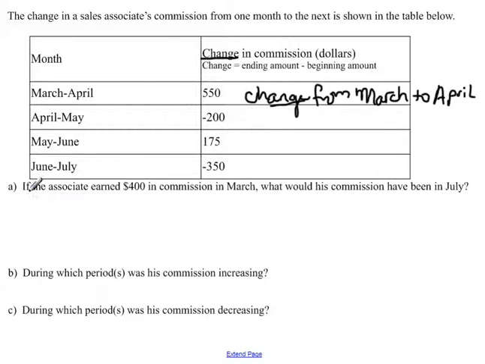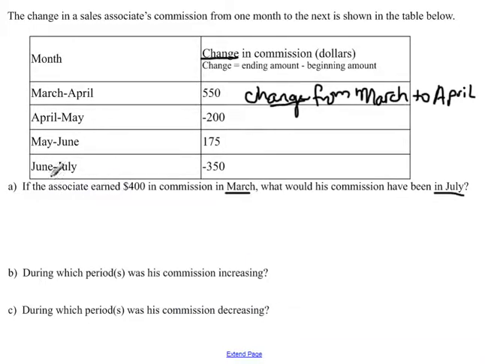Now let's see what we're being asked to do with this information. In Part A, we're asked if the associate earned $400 in commission in March, what would his commission have been in July? So we're going to have to answer that question. Then we also want to answer during which periods his commission was increasing and during which periods his commission was decreasing. So let's take a look here at Part A.